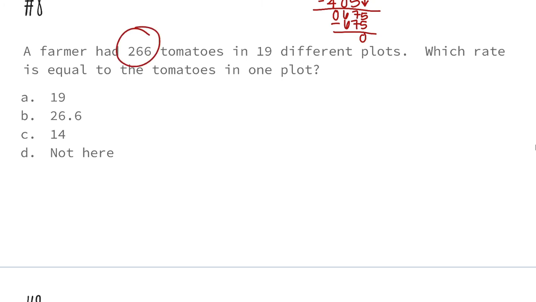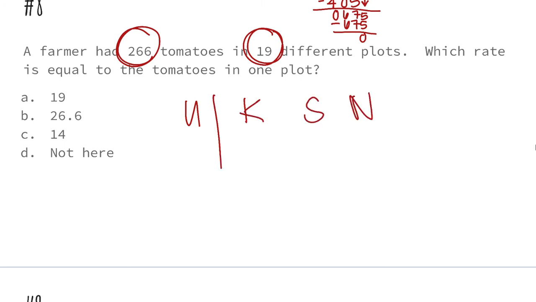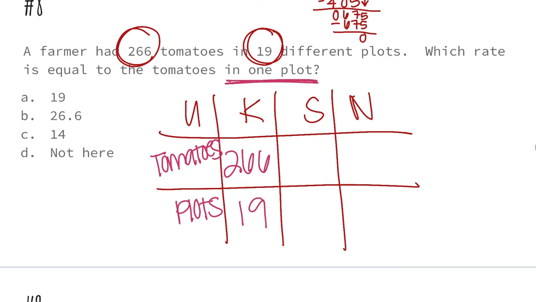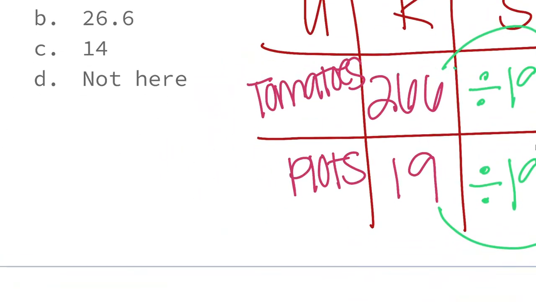Okay, a farmer had 266 tomatoes in 19 different plots. Which rate is equal to the tomatoes in 1 plot? Okay, so again, you could do just line equals line if you want to set it up as a unit rate, whatever makes more sense. I'm talking about tomatoes in plots, right? So I know I have 266 tomatoes and 19 plots. I want to know in 1 plot, so 1 down here, okay? So I'm trying to get from 19 to 1. I've got to divide by itself. 19 divided by 19 equals 1, whatever I do on bottom, gotta do on top. So 266 divided by 19.